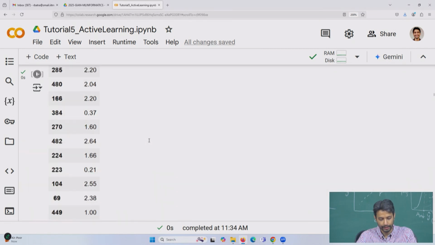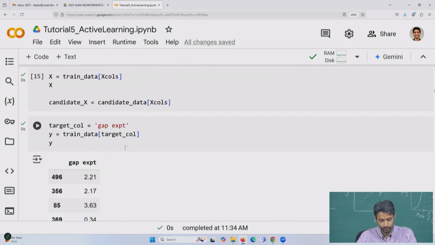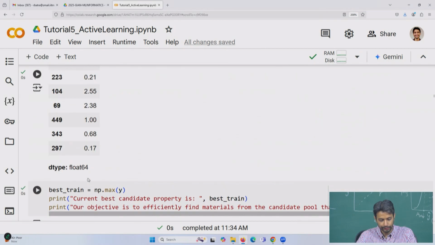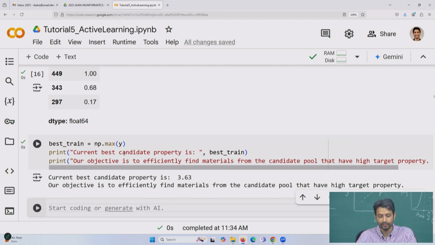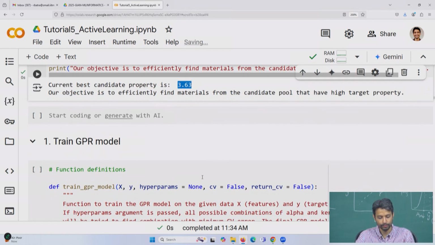Okay, I think in this case, yes, training data, and this is my current best. Current best is nothing but the maximum of the current training data that is available to me. So the best candidate I have has a band gap of around 3.63. And the way I am posing the problem is I want to find a material which has the highest band gap. That's what I want to do.